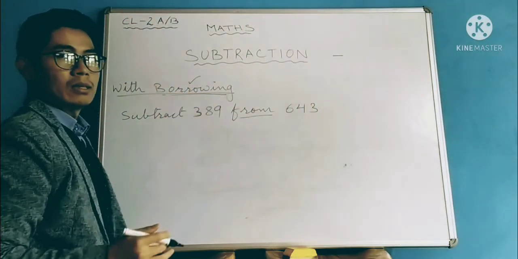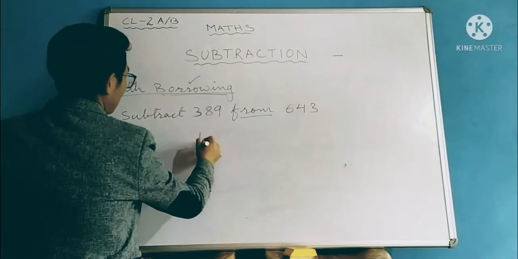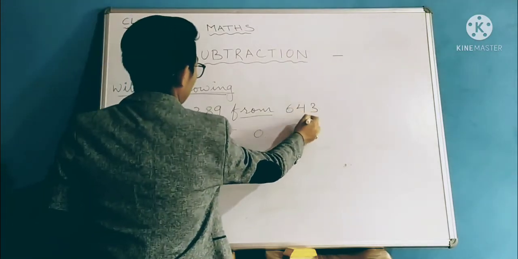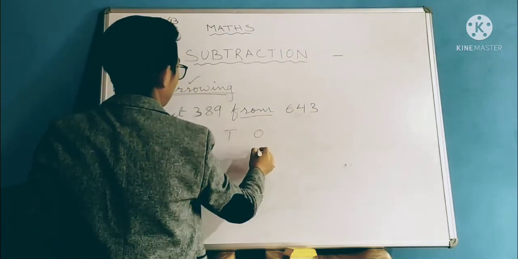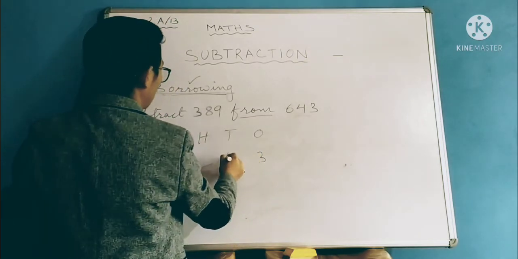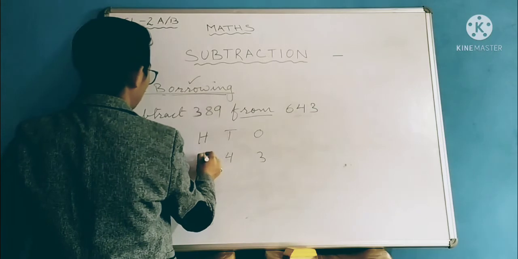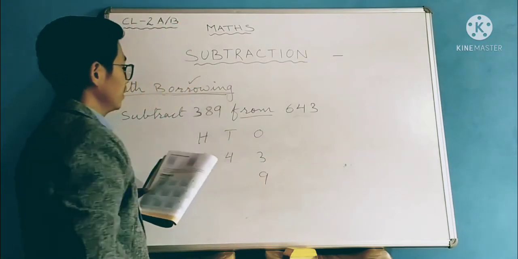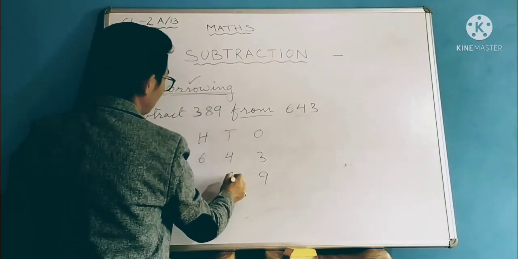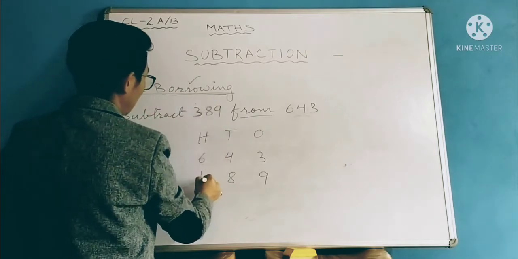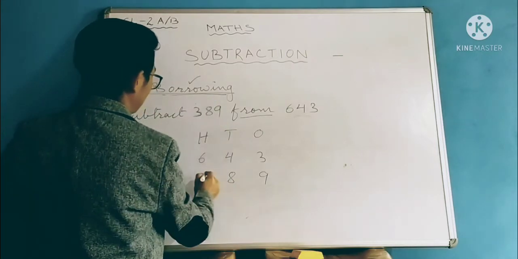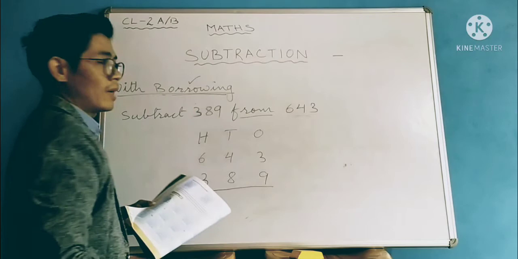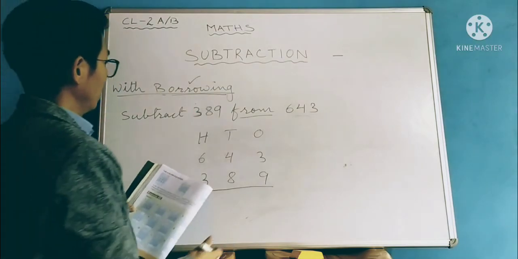It's also a 3-digit number. So in the same way, write 100, tens, ones, and place them. In this number, 3 is in ones place, 4 is in tens place, and 6 is in 100 place. In this number, 9 is in ones place, 8 is in tens place, and 3 is in 100 place. Put a minus sign here. So let's subtract these two numbers.